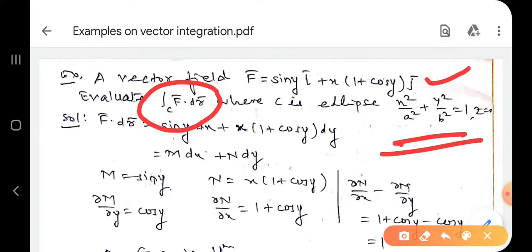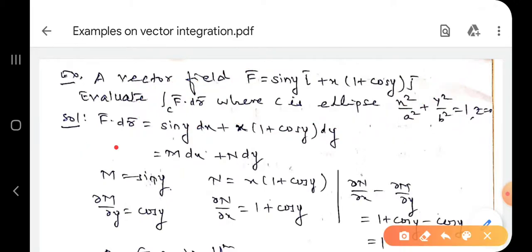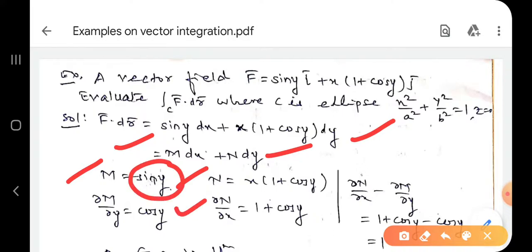In fact, z equal to 0 we get from this f bar directly. So here f bar dot dr bar is equal to sin y dx plus x into (1 plus cos y) dy. So you compare M dx plus N dy. M is sin y, N is x into (1 plus cos y). So dou M by dou y, derivative of sin y is cos y, and dou N by dou x, derivative of x is 1, and 1 plus cos y remains as it is.